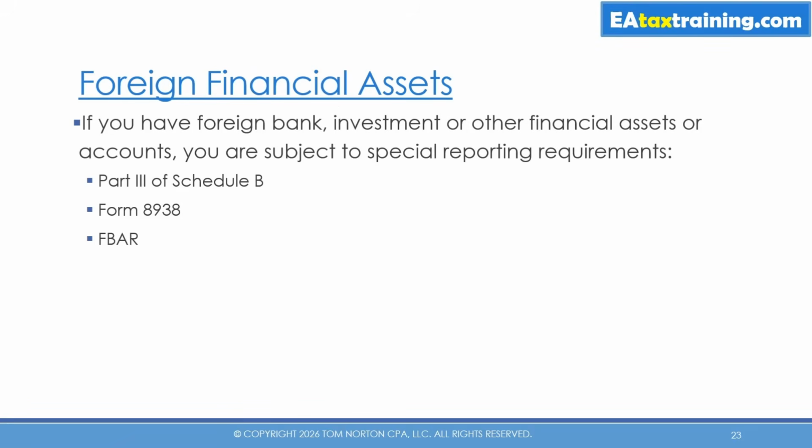Now we're going to switch from talking about foreign income to foreign assets. The IRS is very concerned about U.S. citizens and residents evading income tax through foreign accounts. So they want to know whether or not you have foreign accounts and where they are and what's going on with those. So if you have any of those foreign accounts, you're going to have to acknowledge that in any or all three of these different places: on Part 3 of Schedule B, on Form 8938, or on something called an FBAR.